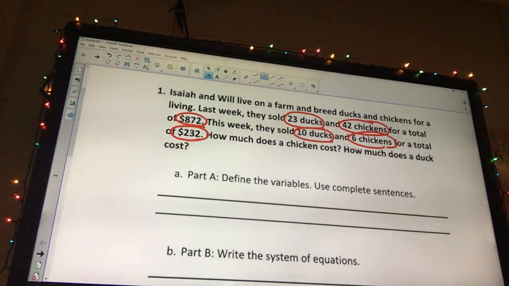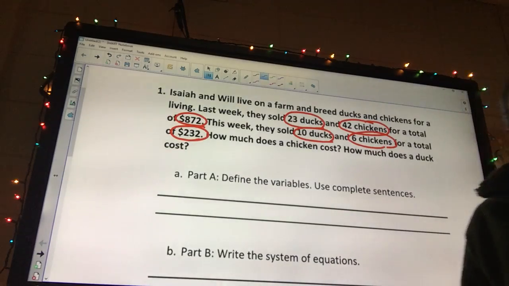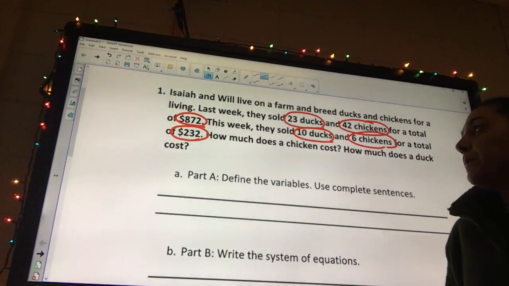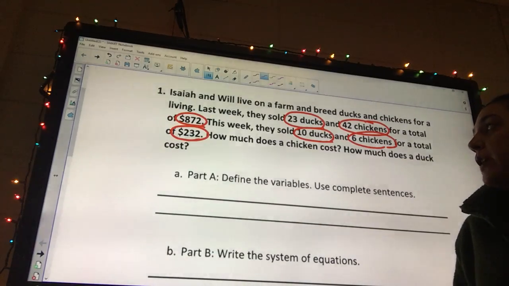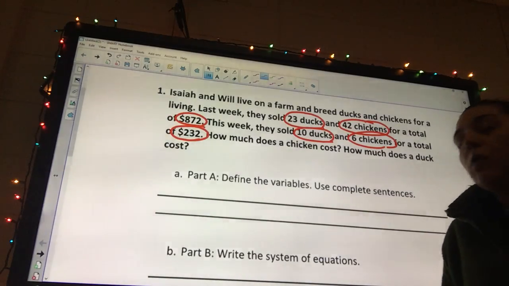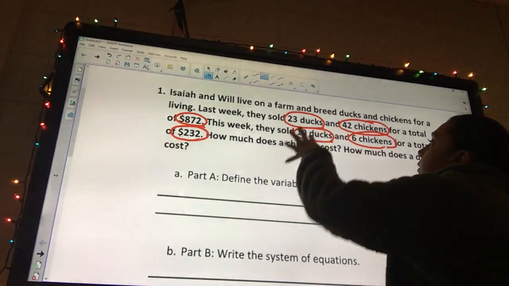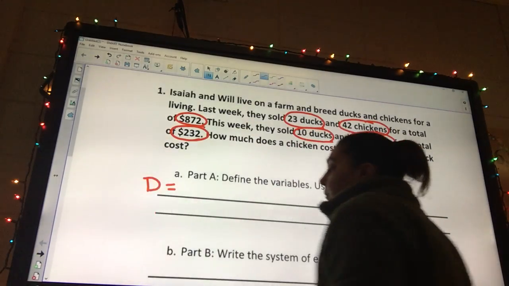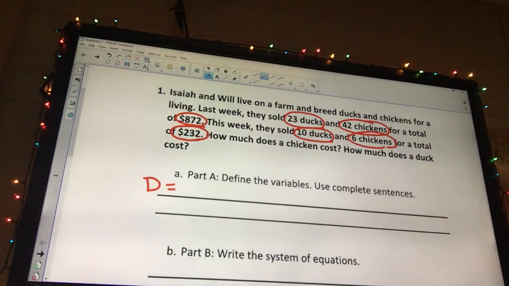The very first part, part A, says define the variables. On any standardized test that you take, they're going to want those variables in a complete sentence. So you can't say D equals ducks, because D does not equal ducks. We know we have ducks and chickens, so I am going to use D. So I got D equals, and we want to write a complete sentence.